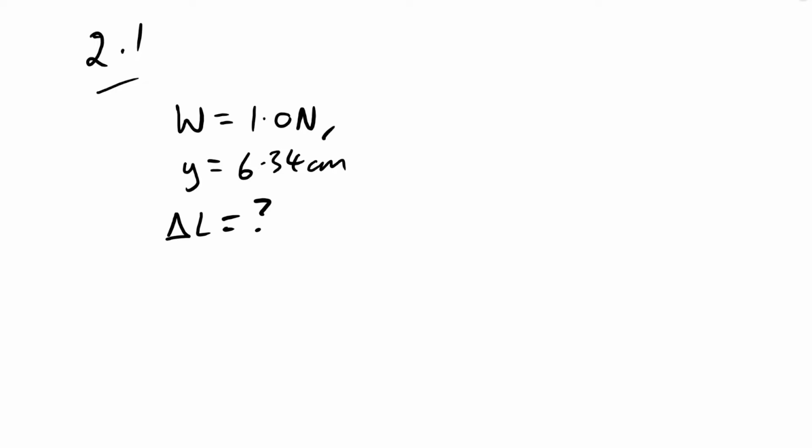Question 2, we have this mass. We've seen this question so many times before, I think. So we have this mass hanging down. We're being asked when weight is 1 Newton, y is equal to 6.34 centimeters. So we're looking for the extension. So we have this, that, and the mass hanging down. This is our y, and we're looking for the extension in the actual wire itself.